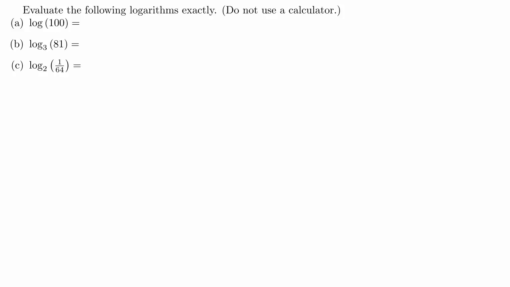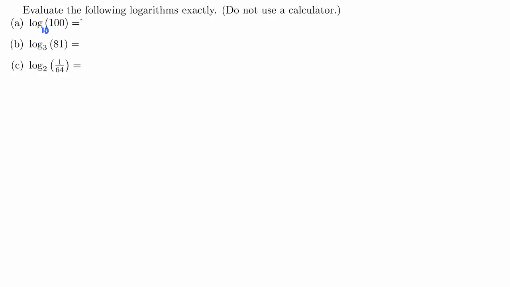Hello. In this problem, we want to evaluate the following logarithms exactly, in other words, without using a calculator. Now, A is log of 100, B is log base 3 of 81, and C is log base 2 of 1 over 64. Now, there is no base written here, which means we understand it to be 10.